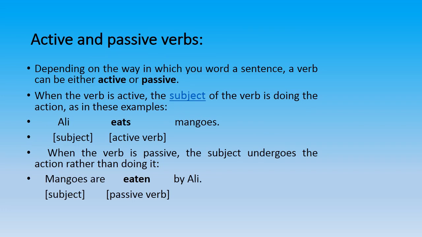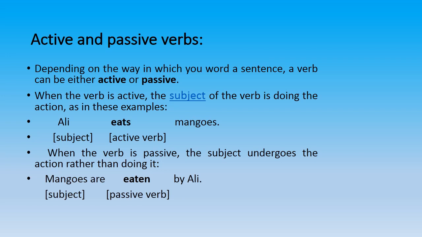Now there is another type of verb that is called active and passive verbs. Depending on the way in which you use a word in a sentence, a verb can be either active or passive. When the verb is active, the subject of the verb is doing the action. For example, Ali eats mangoes. Here Ali is the subject, eats is an active verb, and mangoes is the object or noun.